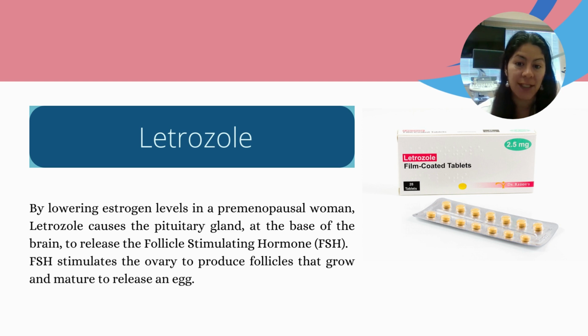And by lowering estrogen levels in a premenopausal woman, letrozole causes the pituitary gland at the base of the brain to release the follicle-stimulating hormone, FSH. The FSH stimulates the ovary to produce follicles that grow and mature to release an egg.